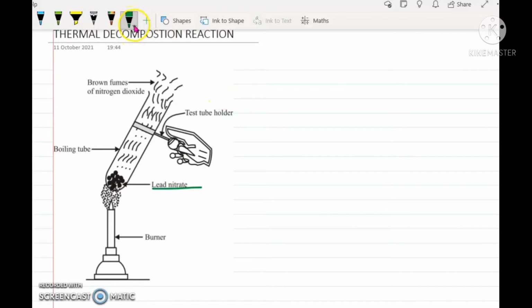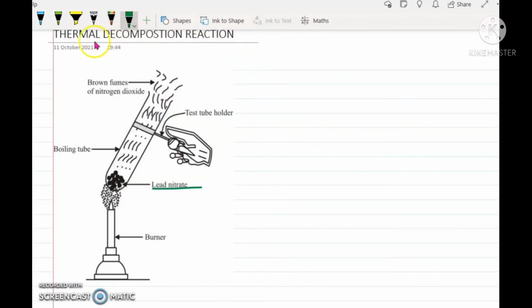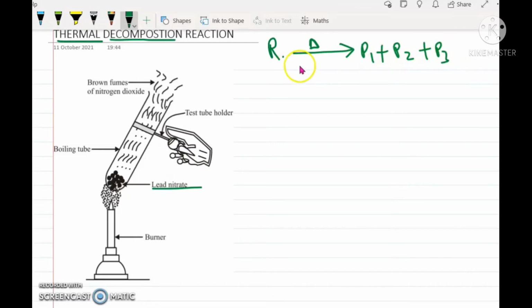Now we will see different kinds of thermal decomposition reactions. If I revise what thermal decomposition reactions are, you must have understood by this time that when one reactant is heated, or given energy input in the form of heat, and it breaks down into two or more products, that kind of reaction is referred to as a thermal decomposition reaction.